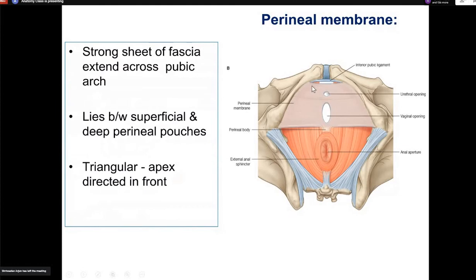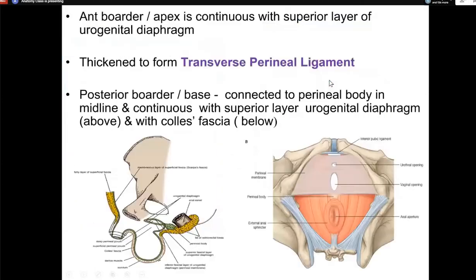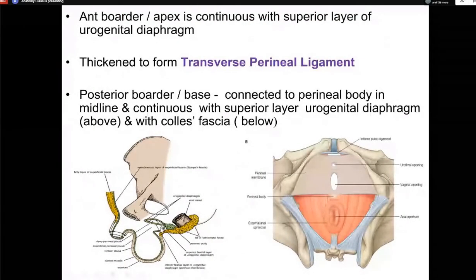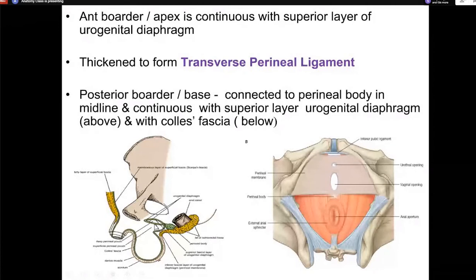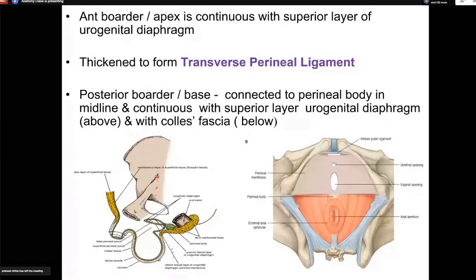The triangle of the perineal membrane has its apex directed anteriorly, and it is interconnected by the inferior pubic ligament. We have the pubic ligament connecting this one. So you can see this is the apex. Just see this one. So what is happening over here? The apex of the perineal membrane.